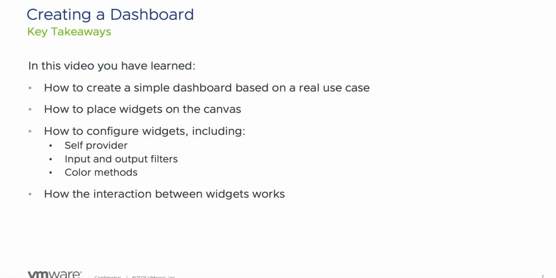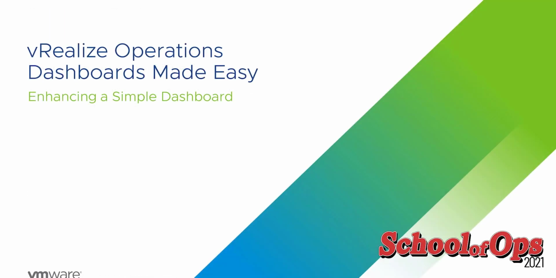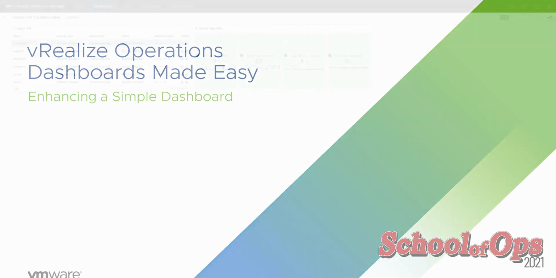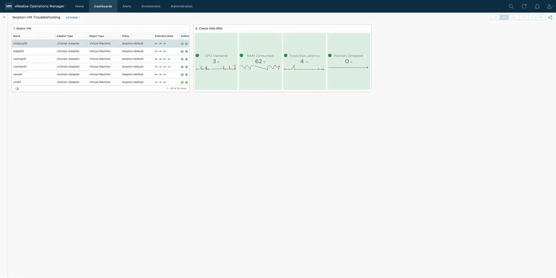In this video, you have learned how to create a simple dashboard based on a real use case, how to place widgets on the canvas, how to configure widgets, including self-provider, input and output filters, color methods, and how the interaction between widgets works. In the previous video, we started with the following use case, and we ended up with a dashboard having an object list and a scoreboard showing the KPIs of the selected VM.